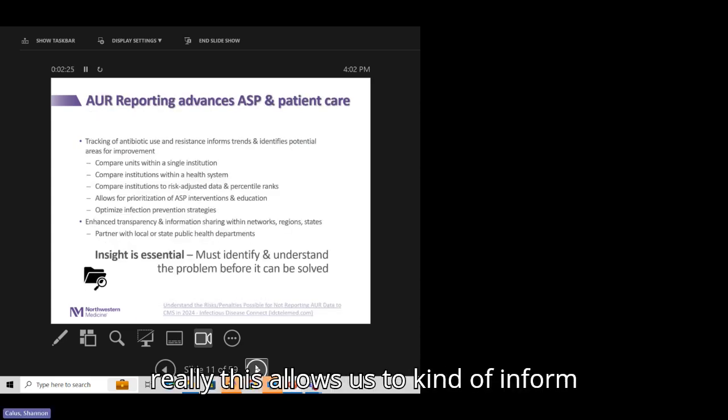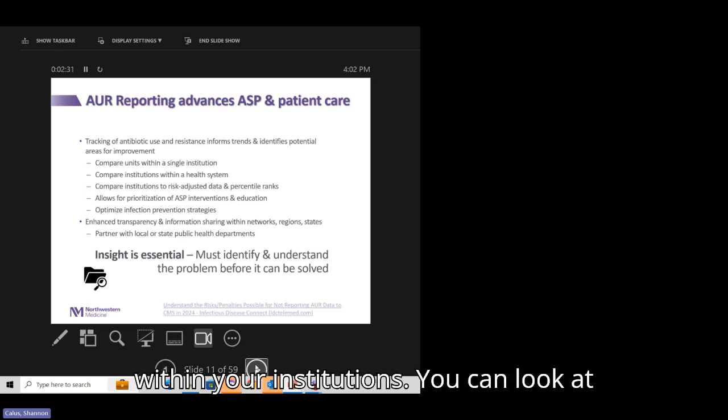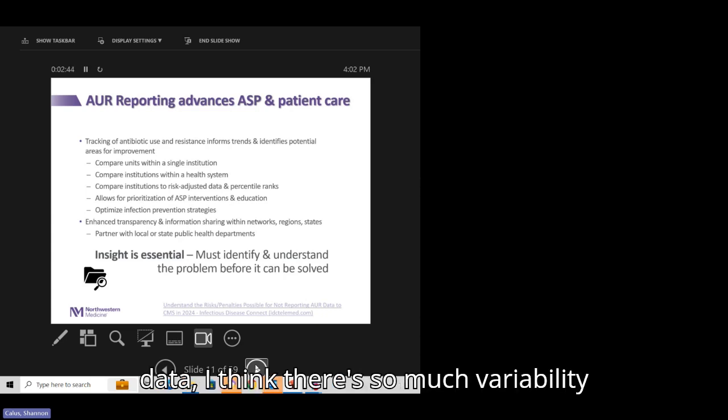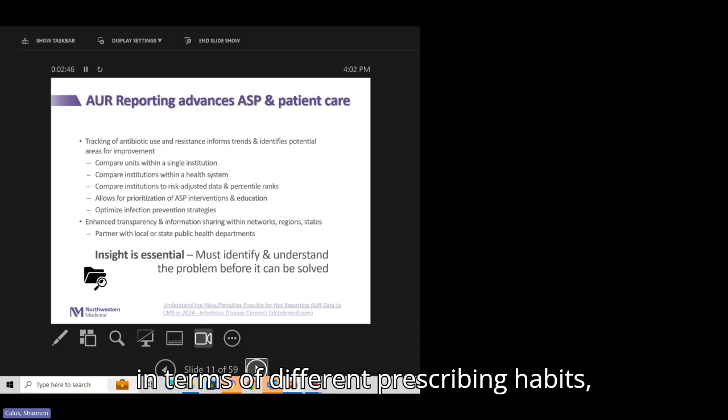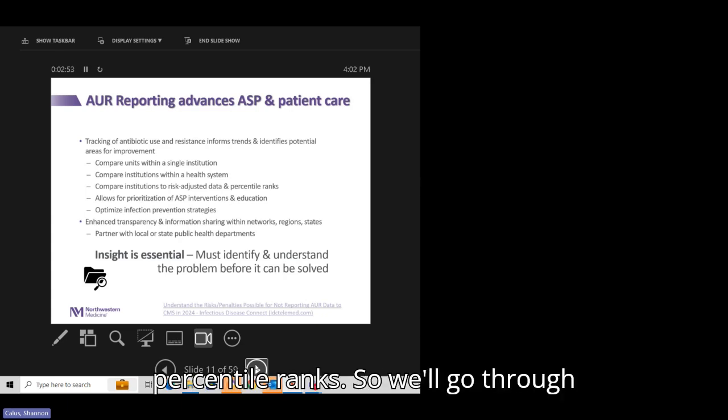Otherwise, like we talked about, this allows us to inform trends for use and resistance. It gives you the ability to compare data within your institutions. You can look at different wards or different units. You can also compare different institutions within one health system. Again, the risk adjustment here, I think, is the large benefit, because with the raw data there is so much variability in terms of different prescribing habits, the severity of patients, and the case mix index. And then we also have the ability to look at percentile ranks. So we'll go through those in a little bit.